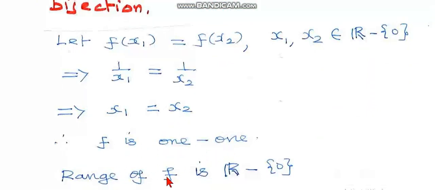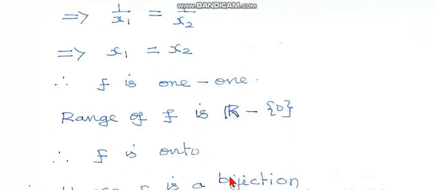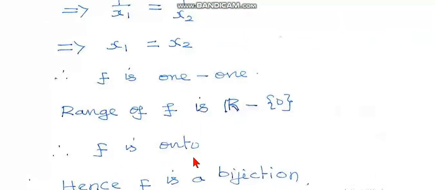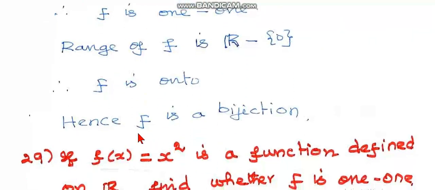What is the range of f? The range of f is the set of all non-zero real numbers. Therefore f is onto. That implies f is a bijection.